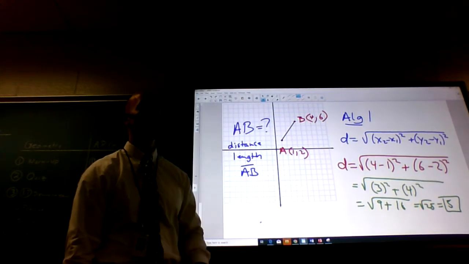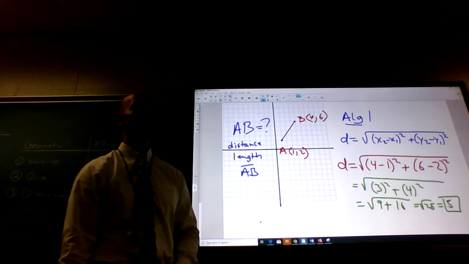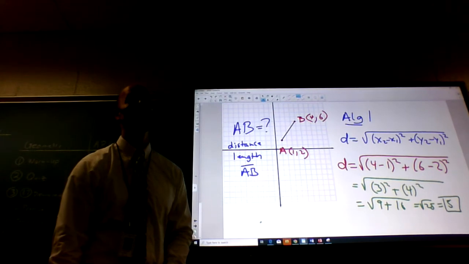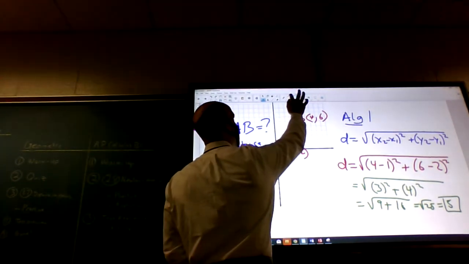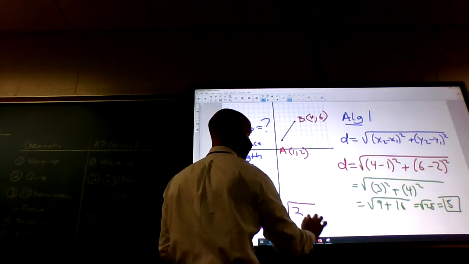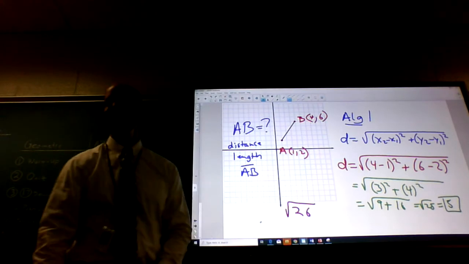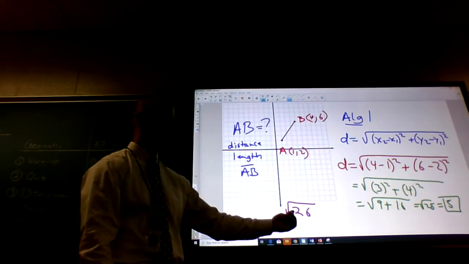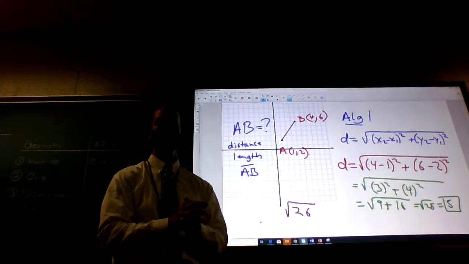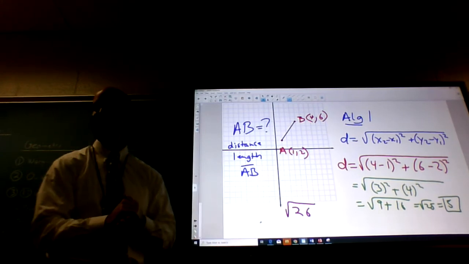It's kind of interesting that this length is exactly 5. I did that on purpose because I wanted that one to come out nicely. A lot of times they don't come out nicely. Sometimes you might even get an answer like the square root of 26. Yikes. Anybody got a calculator handy? Can someone tell me what your calculator says when you do the square root of 26?